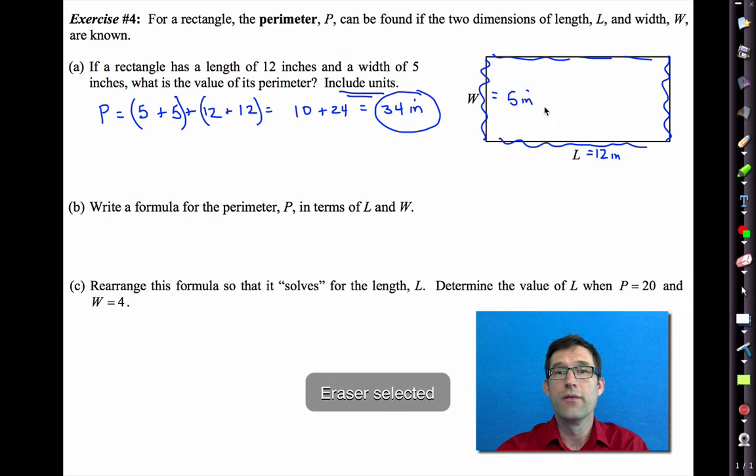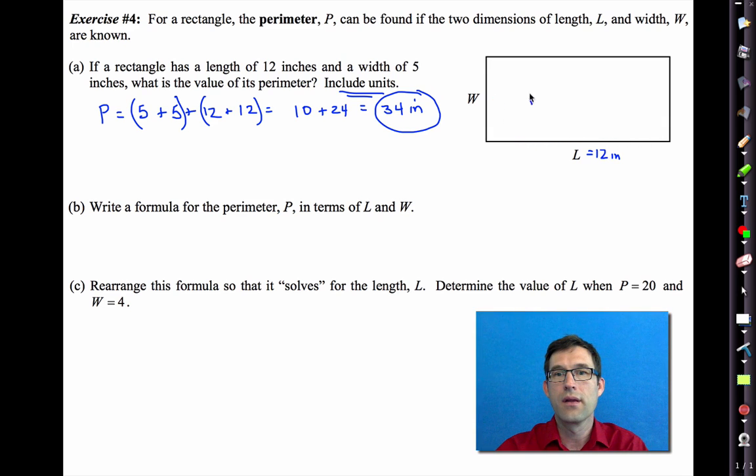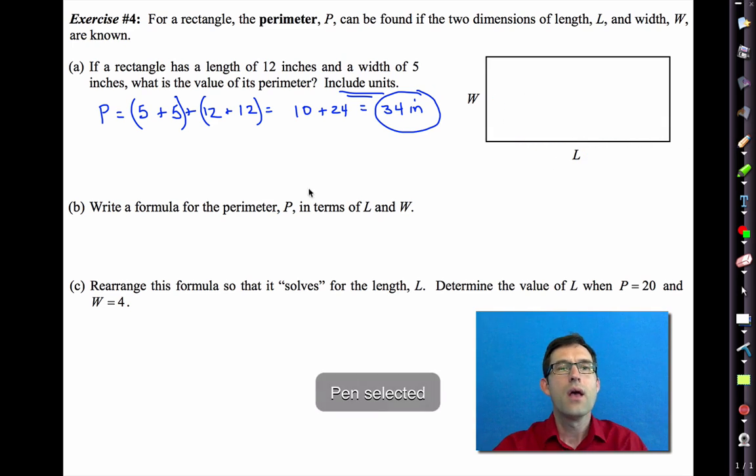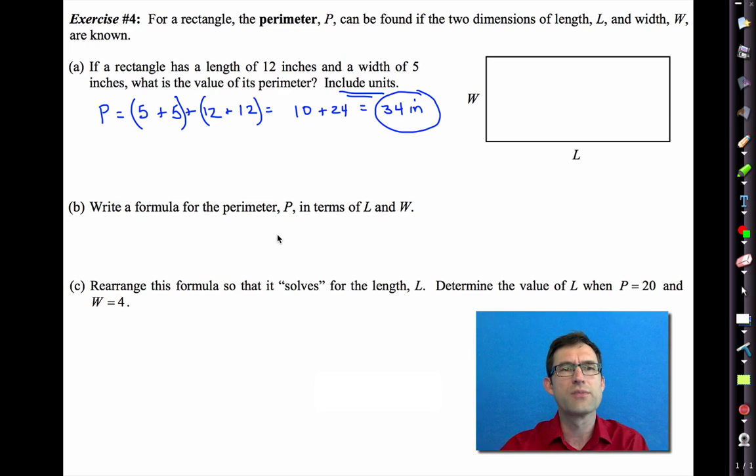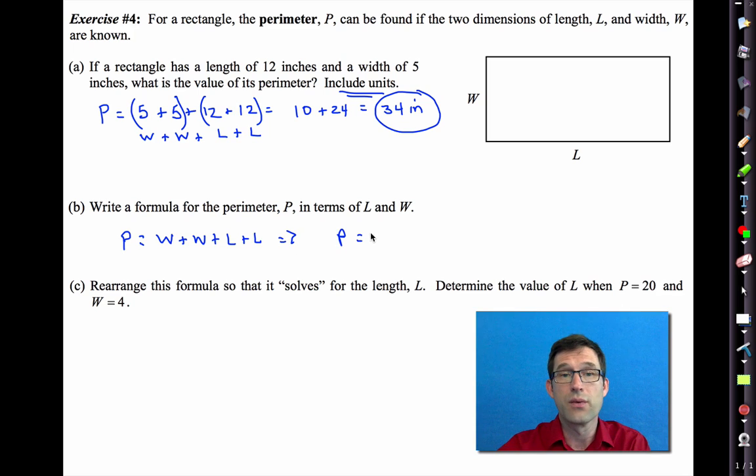I'm going to actually get rid of this right now so that we clean out a little bit. All right. So letter B says write a formula for the perimeter in terms of L and W. Well, keep in mind, right, that we should now be able to look at this. And what do we have? We had a W and a W and an L and an L. So W plus W plus L plus L. Technically, that's a good formula. But we're going to say that the perimeter is equal to twice W plus twice L. There it is. That's it. Nothing more than that.